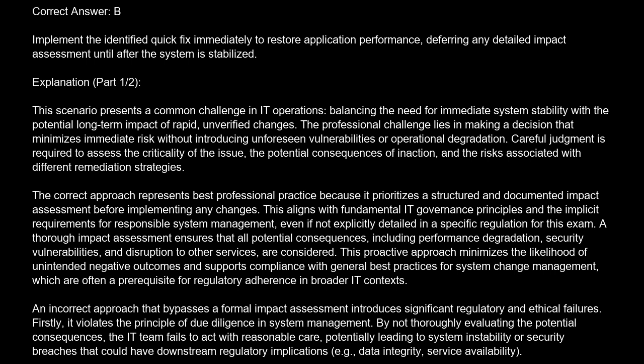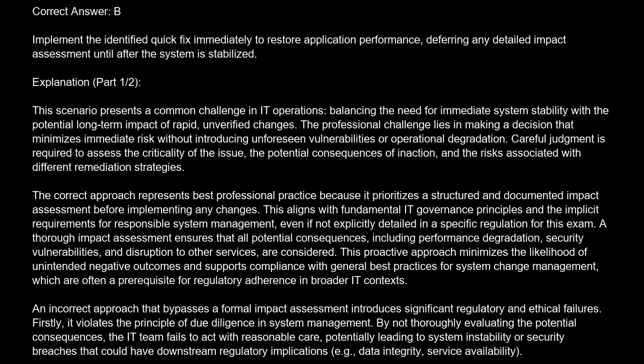The professional challenge lies in making a decision that minimizes immediate risk without introducing unforeseen vulnerabilities or operational degradation. Careful judgment is required to assess the criticality of the issue, the potential consequences of inaction, and the risks associated with different remediation strategies. The correct approach represents best professional practice because it prioritizes a structured and documented impact assessment before implementing any changes.